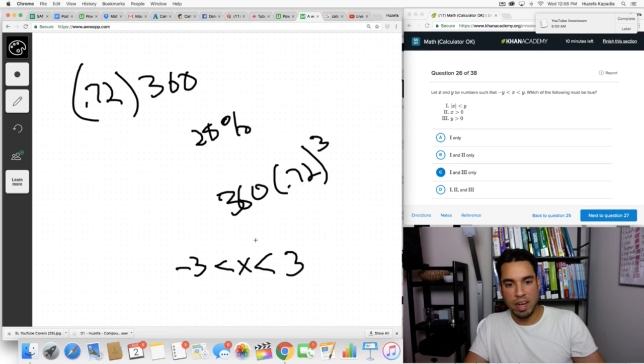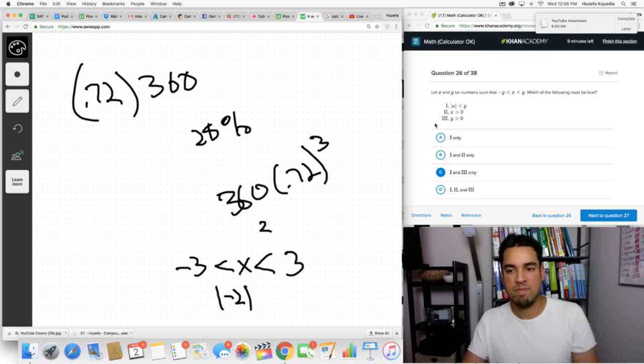So if this is true, x could be 2, right? And then the absolute value of x, which is 2, is less than y. That's correct. And now let's pretend x is negative 2. Absolute value of x would still be 2. Has to be less than... Yeah, it makes sense. So I'm going to stick with that.